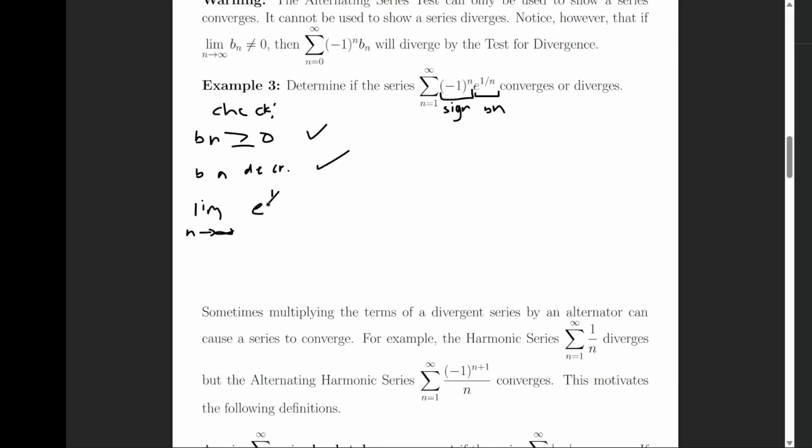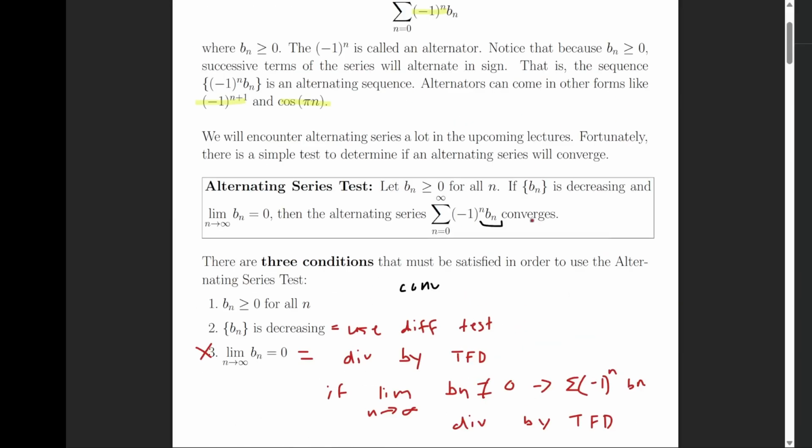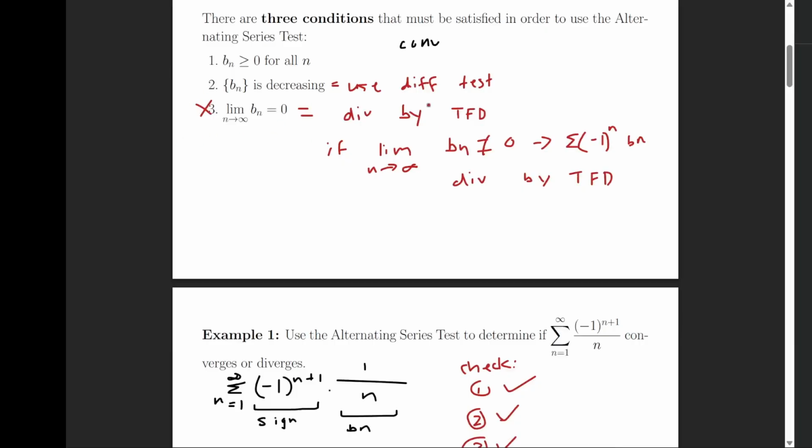Our b sub n in this case is e to the 1 over n. So we substitute the n, and it's going to be e to the 0, and anything to the power 0 is 1. So this one is false, or not true. Remember what I said in the beginning: if the third one fails, then the series diverges by the test for divergence.